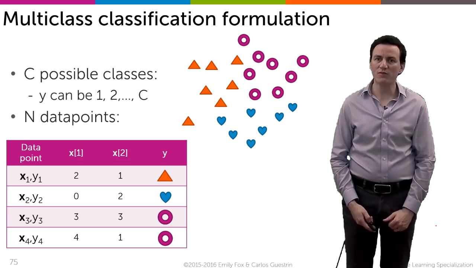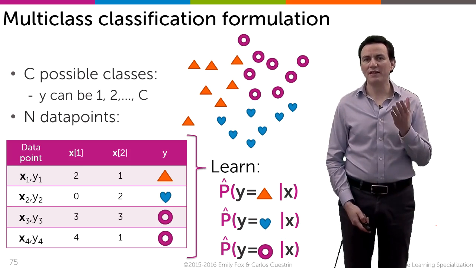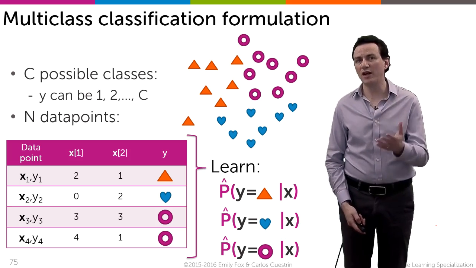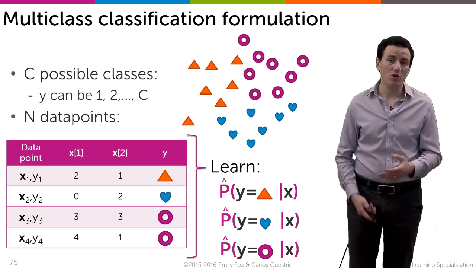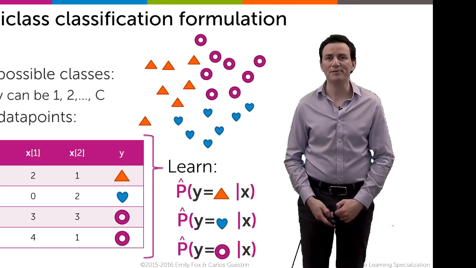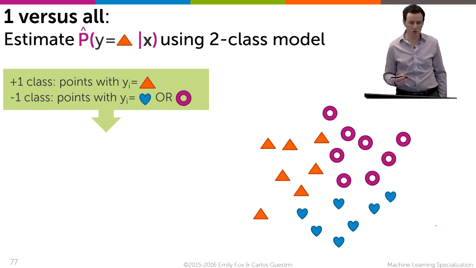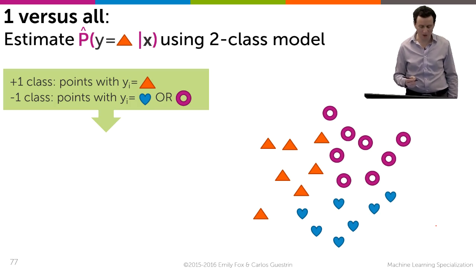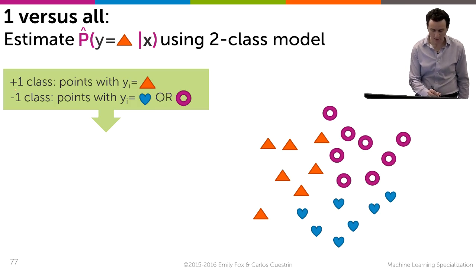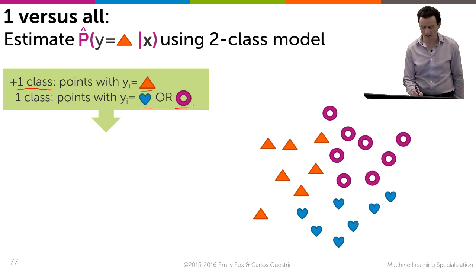And what I'd like to know is, for a particular input, x1, what is the probability that this input corresponds to a triangle, to a heart, or to a donut? Or in the case of the image, whether this input corresponds to a Labrador retriever, golden retriever, or a camera. The one versus all model is extremely simple, and it is exactly what you expect of the words one versus all. Here's what you do. You train a classifier for each category. So for example, you train one that says the +1 category is going to be all the triangles, and the negative category is going to be everything else. In our example, hearts and donuts.